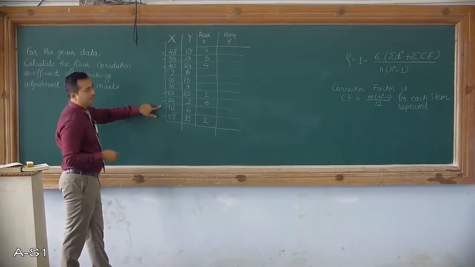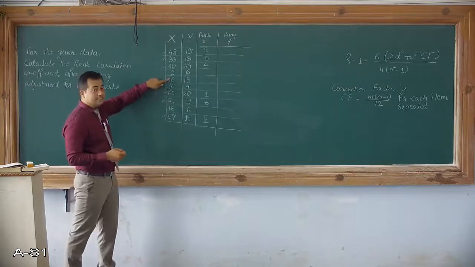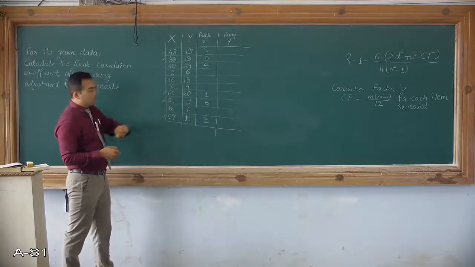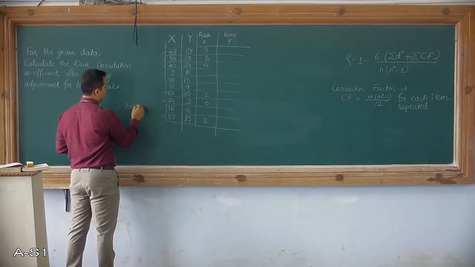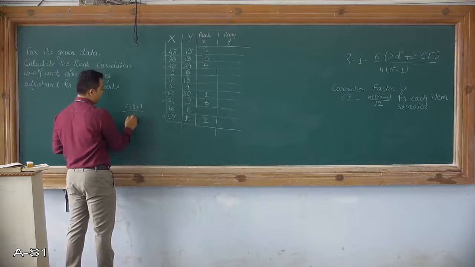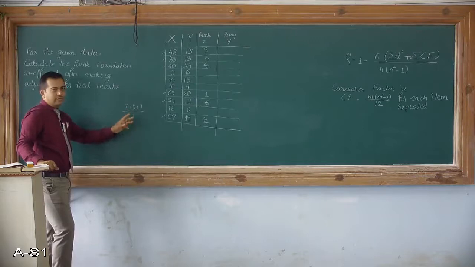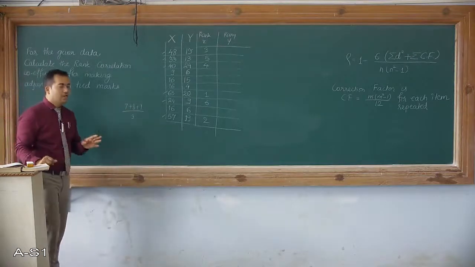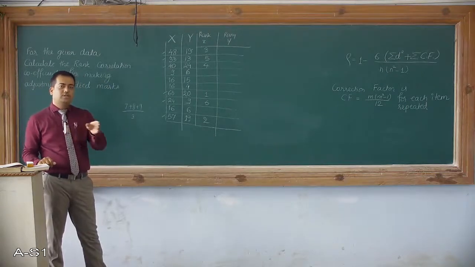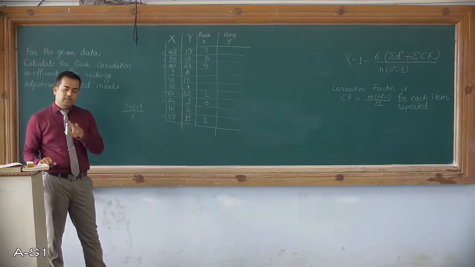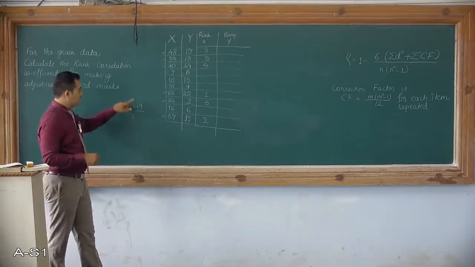Then rank 7 I need to give to 16, and there are three 16s. So 1, 2, 3. So now my next three ranks, that is 7, 8, 9, and the average of these three ranks, that is divided by 3. So this gives me 15 plus 9, 24 divided by 3, 18. So it's a simple property. If you have any three consecutive numbers, their average is always the middle number. So the average of them is 8.